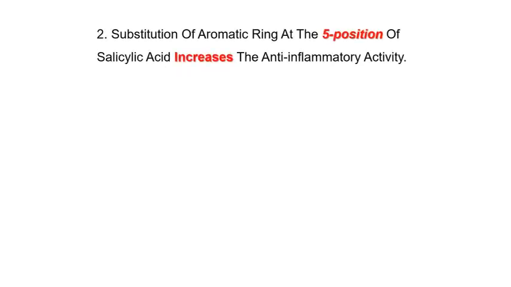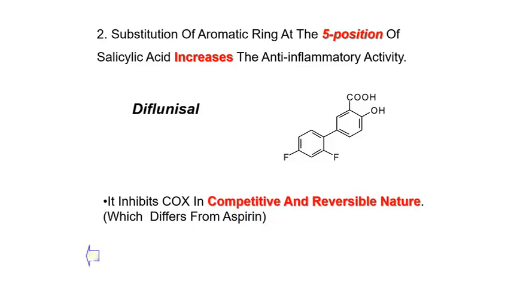Substitution at the 5 position of salicylic acid increases the anti-inflammatory activity. Let's see this structure, diflunisal. It has at the 5 position a difluorophenyl function. Of course, this ring adds to the lipophilic properties of the salicylate derivative, and it increases its bioavailability.